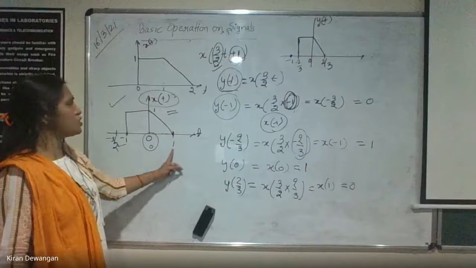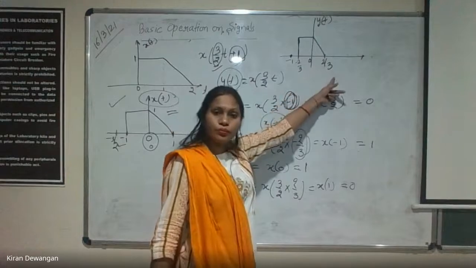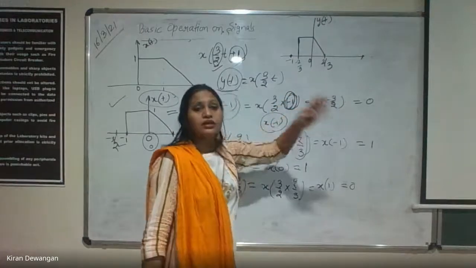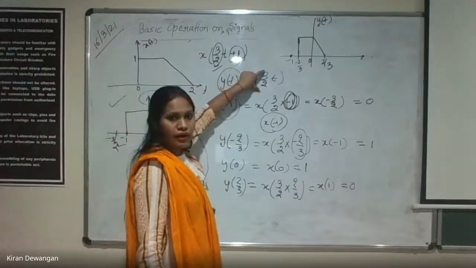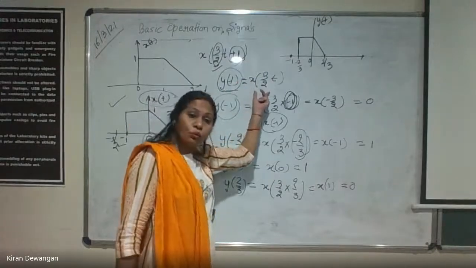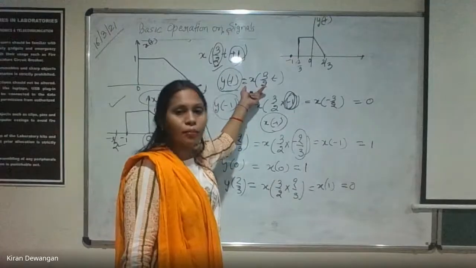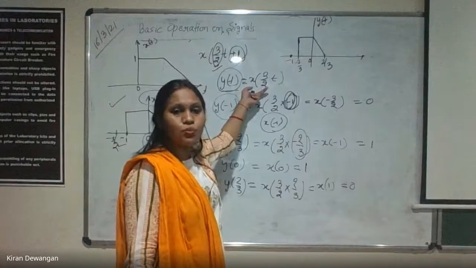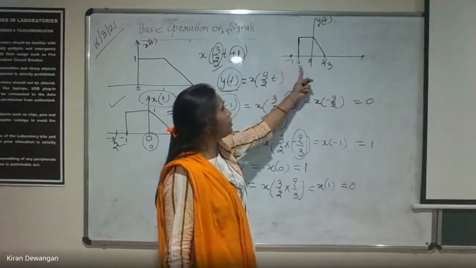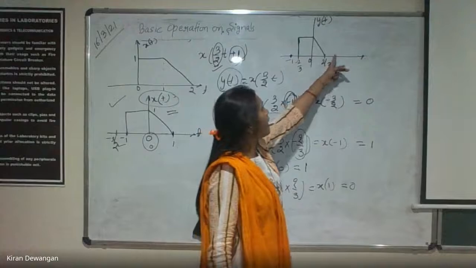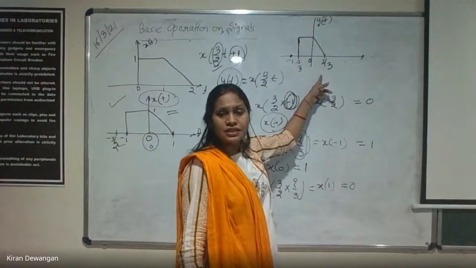Here it's starting from -1 to 1, and now this is compressed to -2/3 to +2/3. Clear? Actually we have to focus on just one thing: the factor by which it is compressed will be 1 by that factor. This is 3/2, so the compression will be 1 by 3/2, which is just 2/3. So your -1 value will shift to -2/3, and the 1 value will shift to 2/3. Is that clear now?